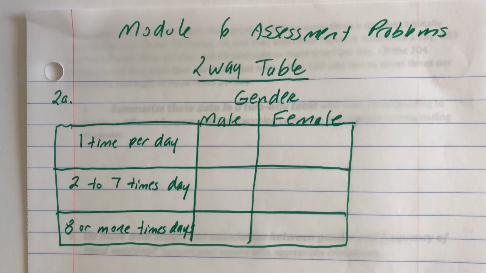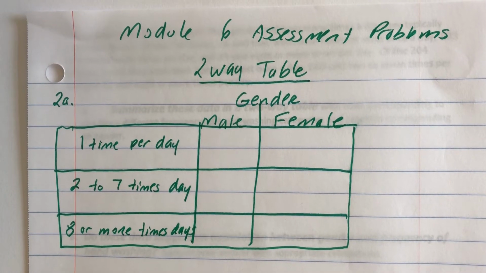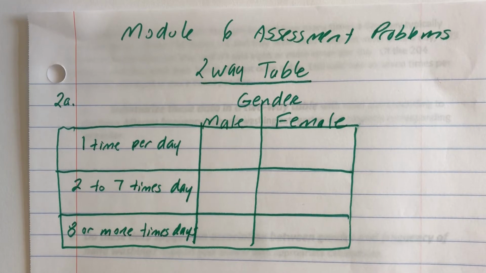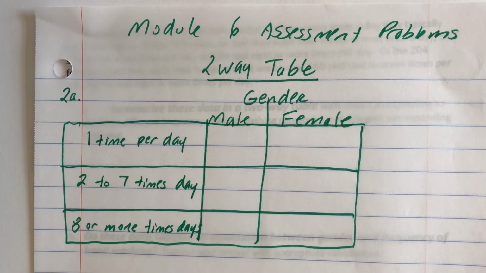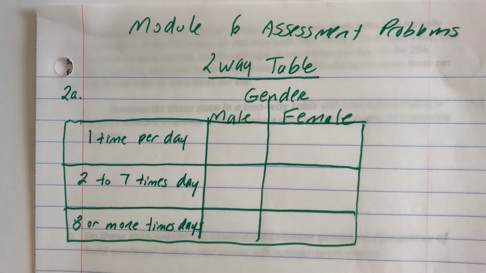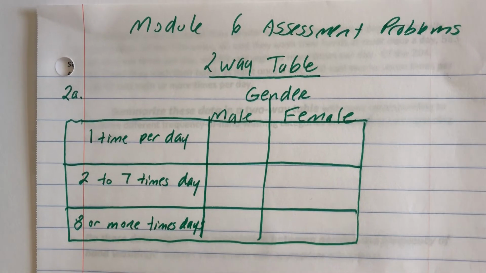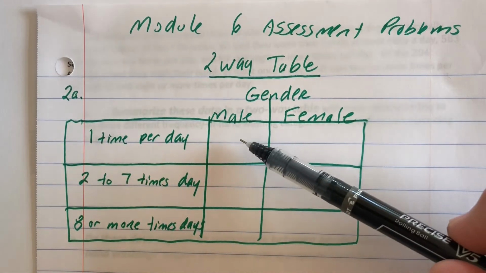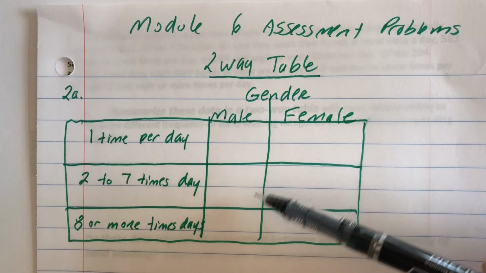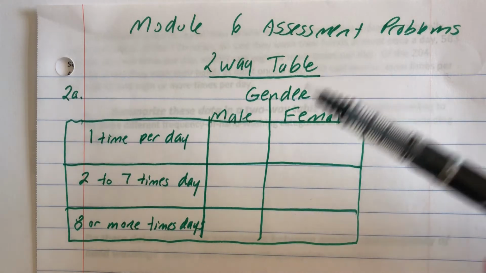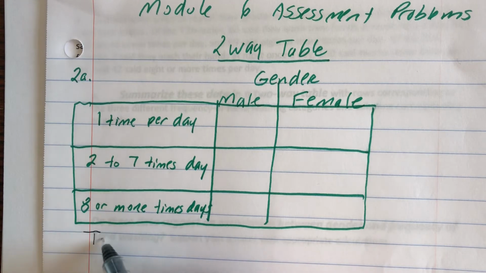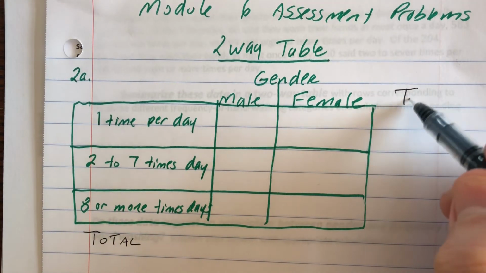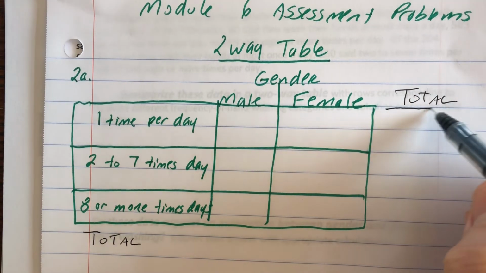And it said the rows should be labeled with the frequency choices. So one frequency choice was 1 time per day, another frequency choice was 2 to 7 times per day, and the third choice is 8 or more times per day. So on these boxes right here, you're gonna take that numerical data, right, and you should enter it there, okay, whatever the numbers are. And then if you get all that in, then you're gonna wanna make a total row there, and a total column.